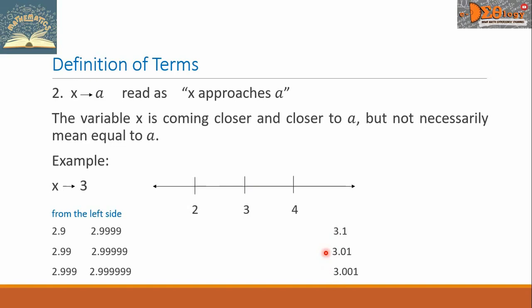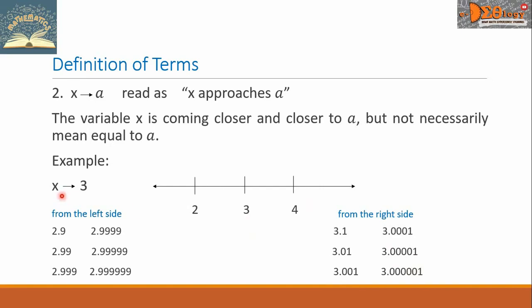And I can put 3 more examples, and these are 3.0001, 3.00001, and 3.000001. I hope you can see a pattern, and we can put more examples following the pattern. Take note that this group of numbers are coming to number 3 from the right side.